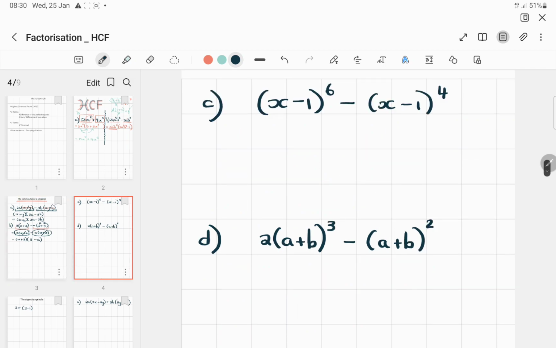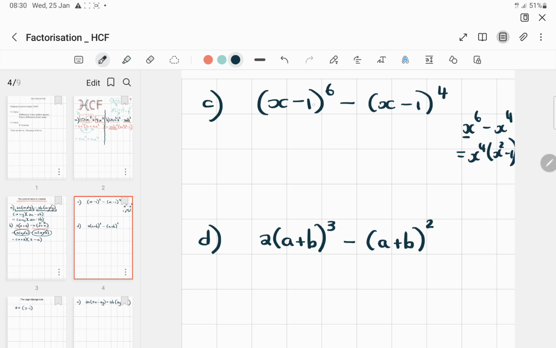All right, what if your HCF is more than one bracket bundled together? So you've got (x − 1)^6 − (x − 1)^4. Just remember, I always call it a bundle. If it was just x^6 − x^4, you would have said, okay, I take out x^4, and what is left? x^2 − 1. So I'm going to do that now.